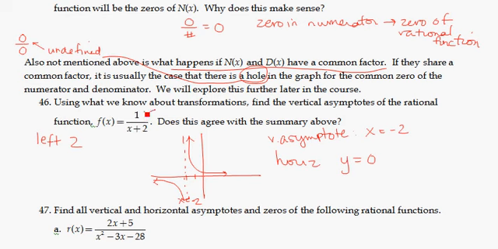Note that the degree of the numerator here is 0 because there are no x terms; it's just a constant. And the degree of the denominator is 1. So the degree of the denominator is larger than the degree of the numerator, which confirms that the horizontal asymptote is at y equals 0. And also agreeing with above, where the denominator is 0 is where we get a vertical asymptote. So x plus 2 will give us a 0 when x equals -2.